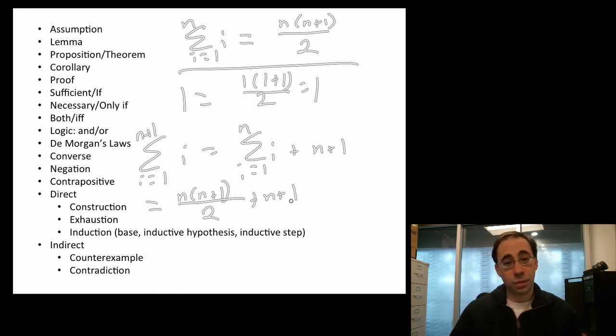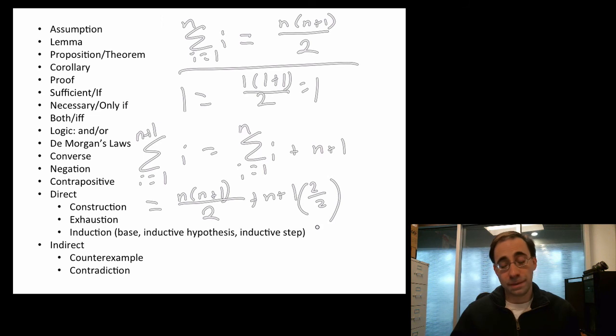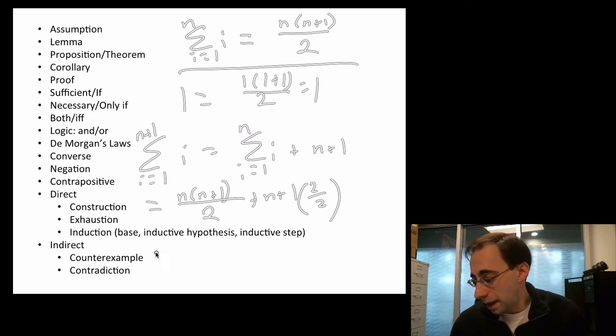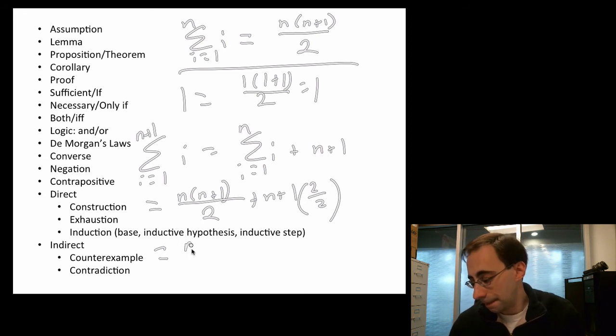We can take n plus 1 out of both of these, right? Because first we can multiply the second one by 2 over 2. So let's do that over here. 2 over 2 is 1, so remember we can always multiply by 1. Now they're both the same denominator, so we can add them. That gets us this, over 2.